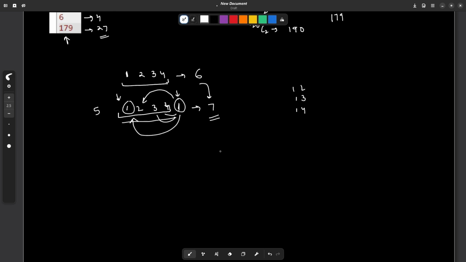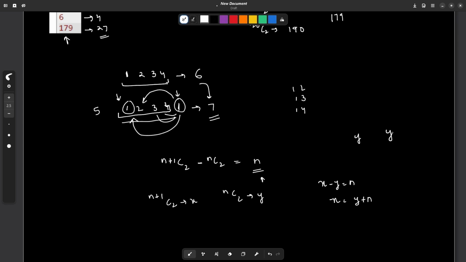So if I talk about n plus 1 C2 and nC2, the difference between them is equal to n. What is the advantage of this particular formula? Now you see, if you do n plus 1 C2, let's say you were getting a value x, and if you do nC2, you were getting a value y. Now with the help of this particular equation, I can say that x minus y is equal to n, or x is equal to y plus n. So you are able to form y, you are able to form y plus n.